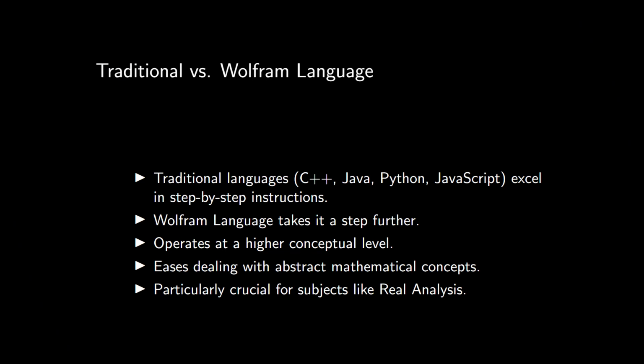See, traditional programming languages such as C++, Java, Python, and JavaScript are excellent for instructing computers in a step-by-step manner. However, the Wolfram language takes it a step further. It allows you to operate at a much higher conceptual level, making it easier to deal with abstract mathematical concepts, which is crucial for a subject like real analysis.